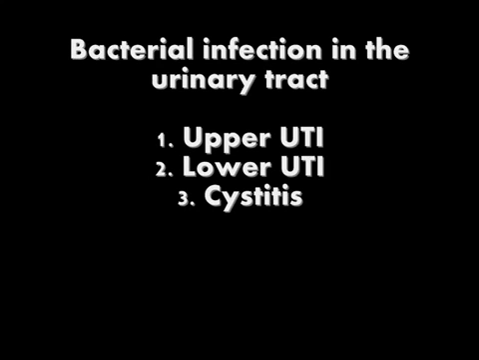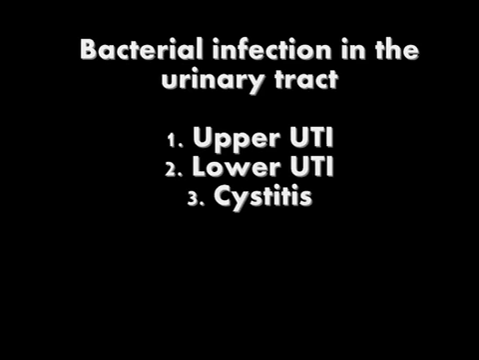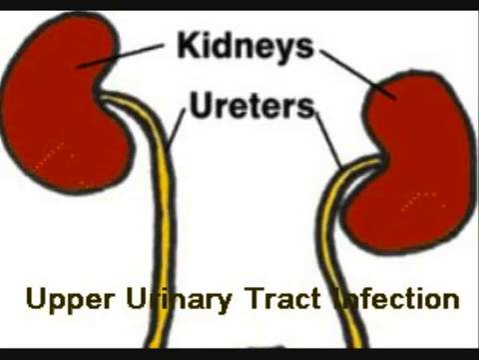So what is urinary tract infection? It is a bacterial infection along the urinary tract. It can be classified into three categories: upper urinary tract infection, cystitis, or lower urinary tract infection.